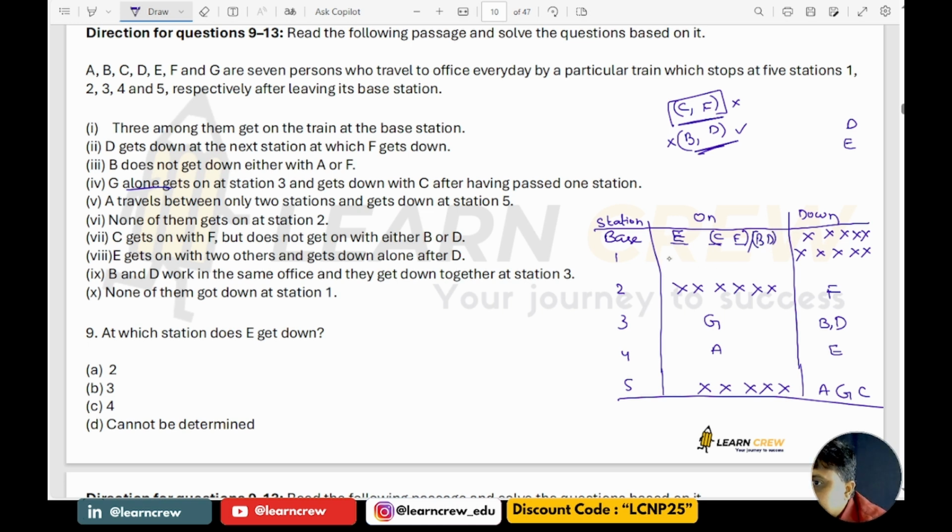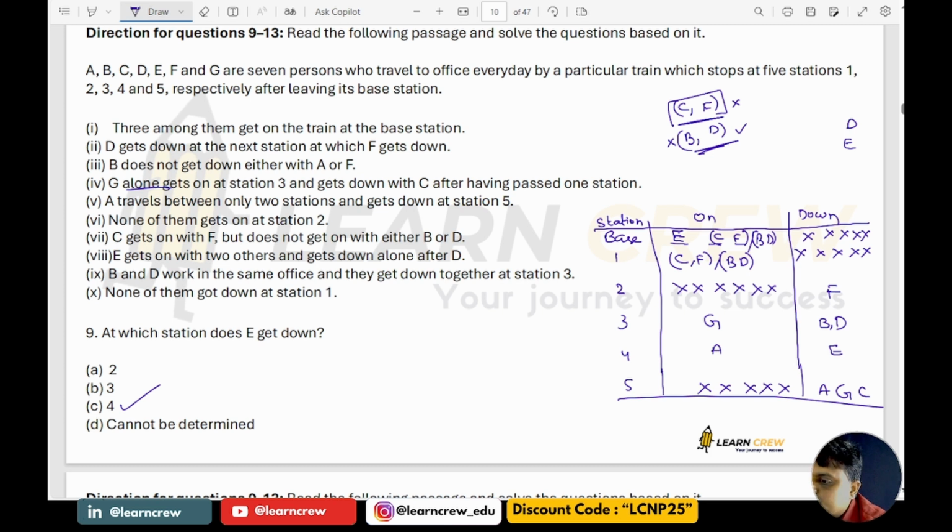Here in the first station it can be CF or BD. Okay, this is the final arrangement. Now please see here, at which station does E get down? E gets down in the 4th station. So 9th question, option is C.